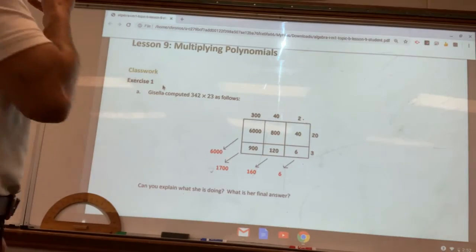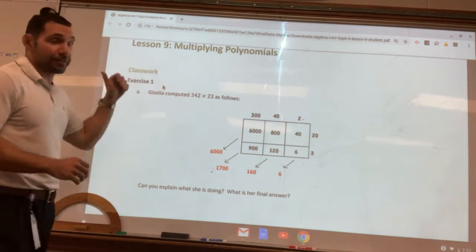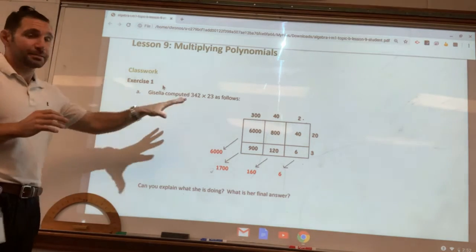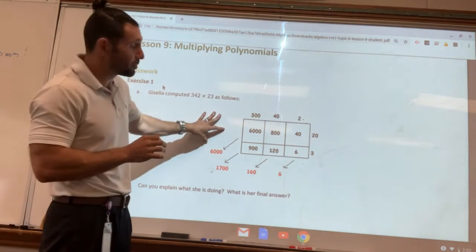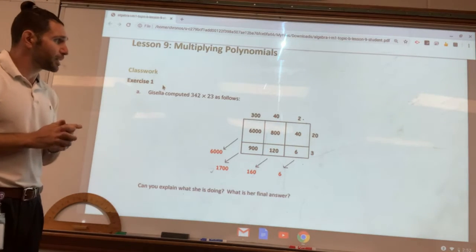Okay, first and foremost, I absolutely hate this. I love multiplying polynomials because I find it fun and easy, but I hate doing the geometric versions of multiplication. Gisela multiplied 342 by 23 as follows.